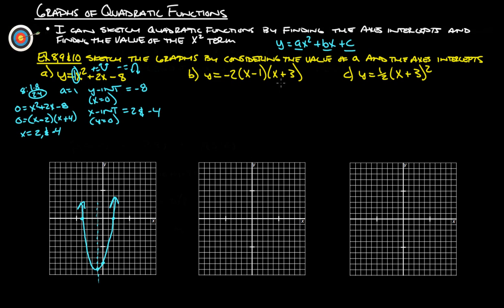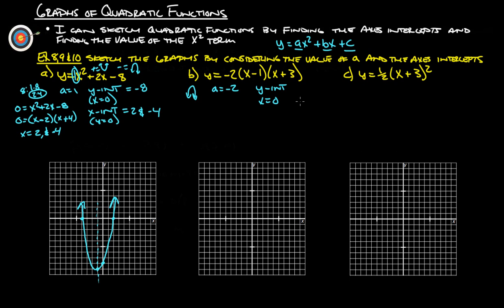Let's see, the value of A is, if we were to multiply this all out, we'd have x times x, this would be x squared, and then you multiply that all by -2. So our A value in here is -2. So that means we know that this is going to be a frowny face, right? And it's also going to be a little bit more narrow because of the 2. Okay? Now, to find the y-intercept, we know that x equals 0.